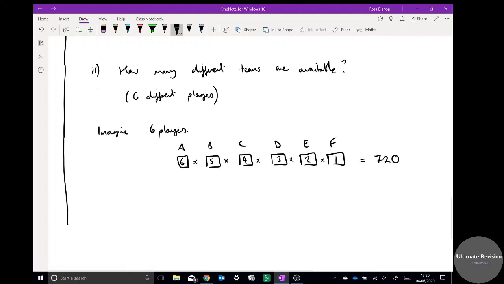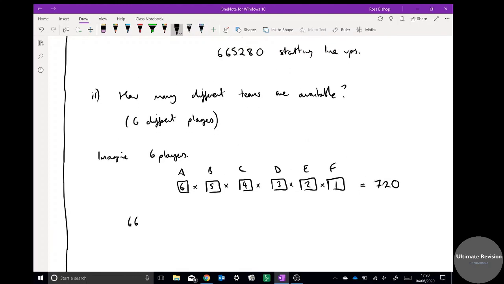Okay. So to get the actual total number of different teams, we just need to do the total starting lineups divided by 720, because 720 was the number of different ways 6 could line up. We're interested in different players here, and we get an answer of 924 different possible teams. Okay, so slightly trickier at the end there. But you've got all the tools now to, I think, answer these questions.